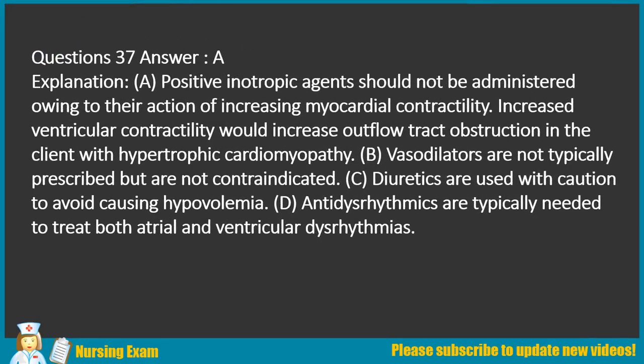Question 37 Answer. Explanation. A. Positive inotropic agents should not be administered owing to their action of increasing myocardial contractility. Increased ventricular contractility would increase outflow tract obstruction in the client with hypertrophic cardiomyopathy. B. Vasodilators are not typically prescribed but are not contraindicated. C. Diuretics are used with caution to avoid causing hypovolemia. D. Antidysrhythmics are typically needed to treat both atrial and ventricular dysrhythmias.